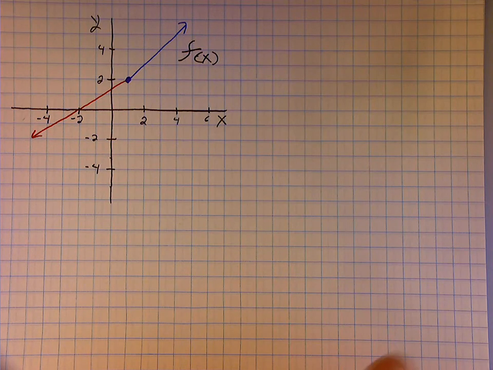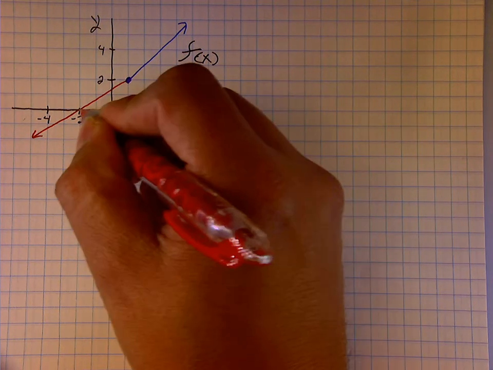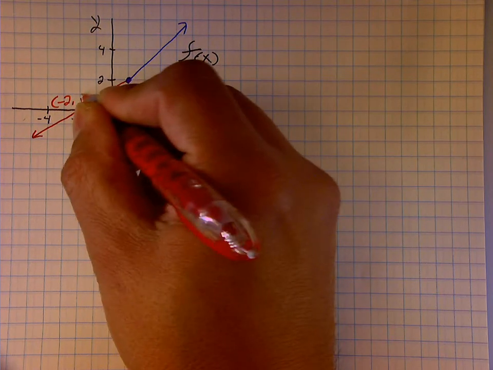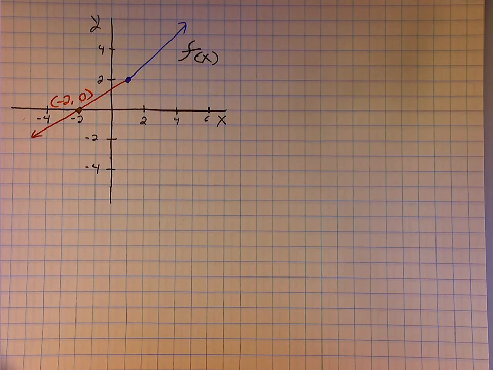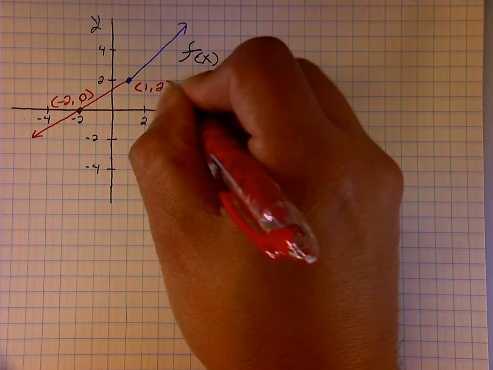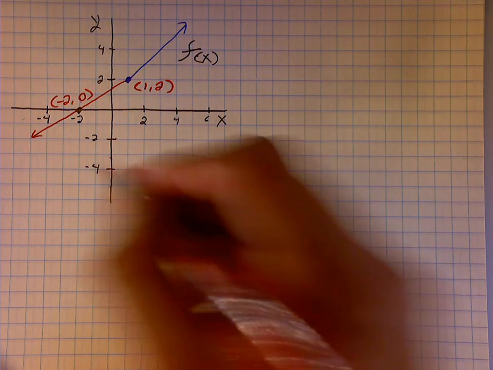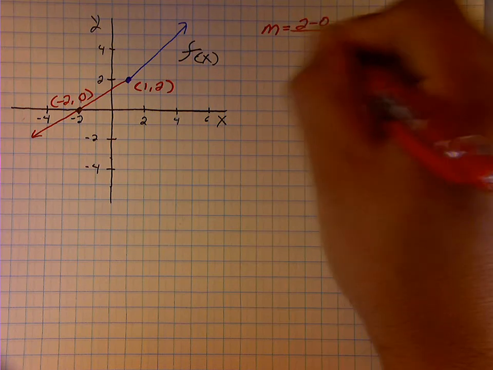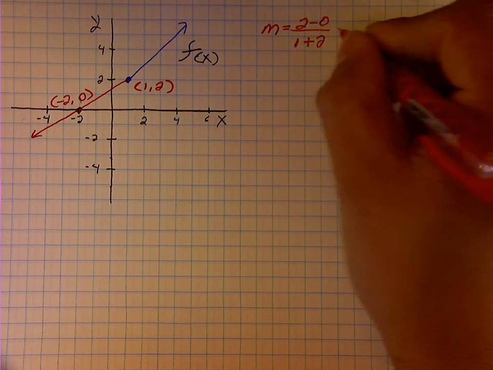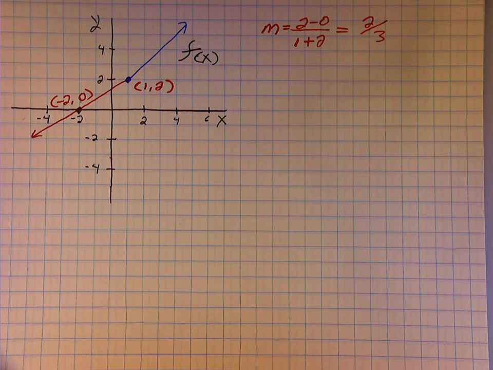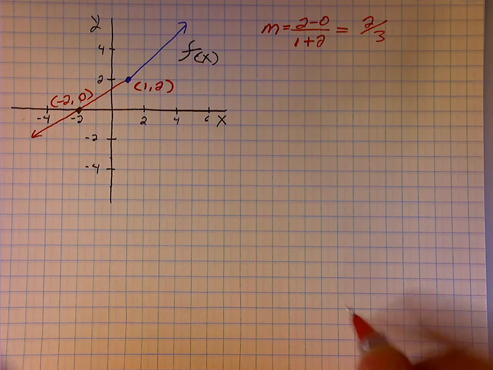Whenever you're using a graph, all of your points are estimates. So what we're trying to find is any points that appear to be integers, which means they cross right at a nice integer point. So here's one point on my red line, (-2, 0), and another point is (1, 2). From these 2 points, I can calculate the slope of this red line. The slope will be 2 minus 0 over 1 minus -2, giving me 2 over 3. So that's the slope of my first line.